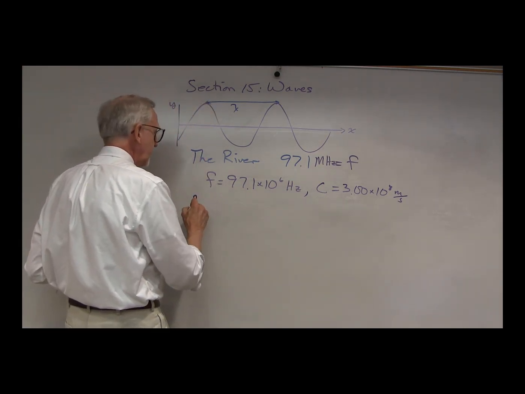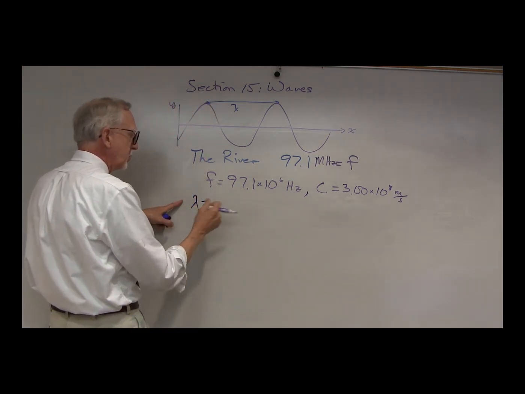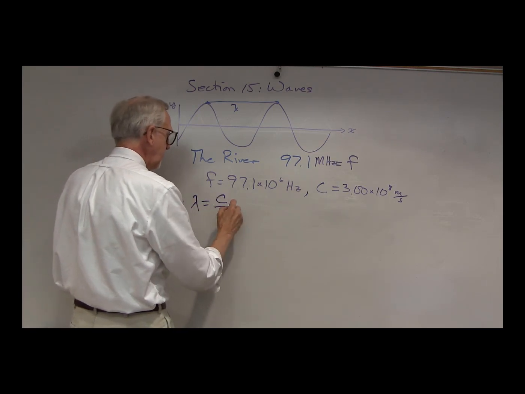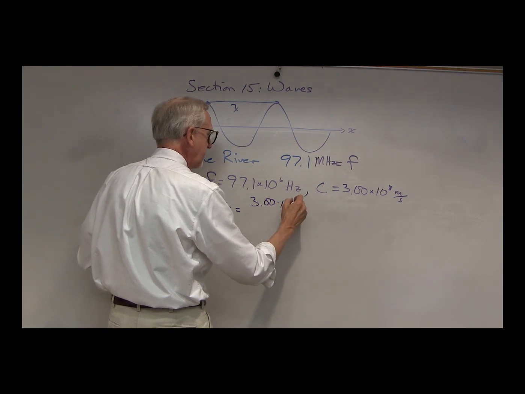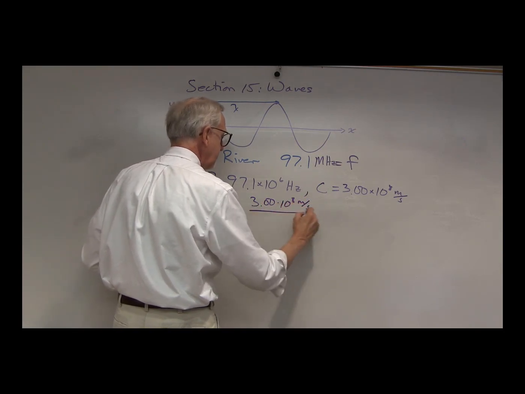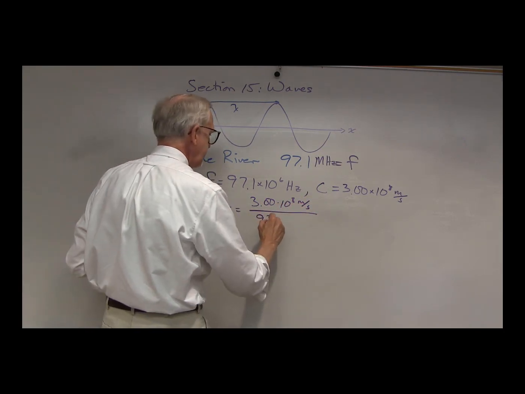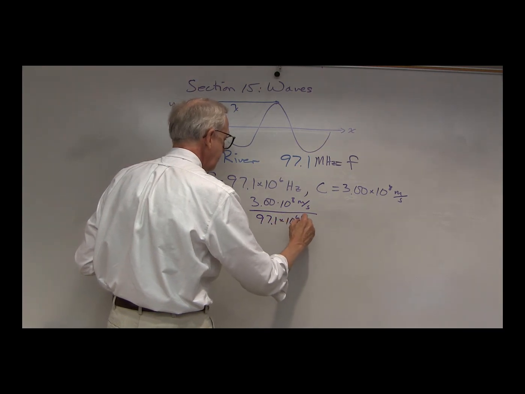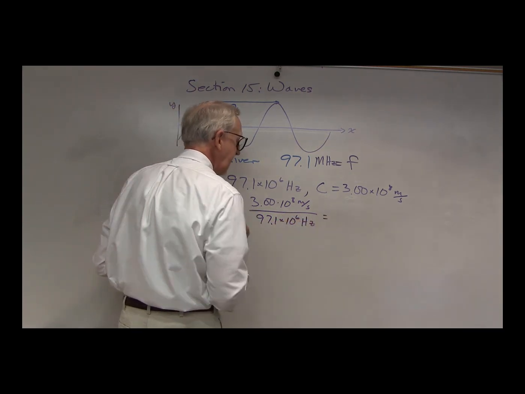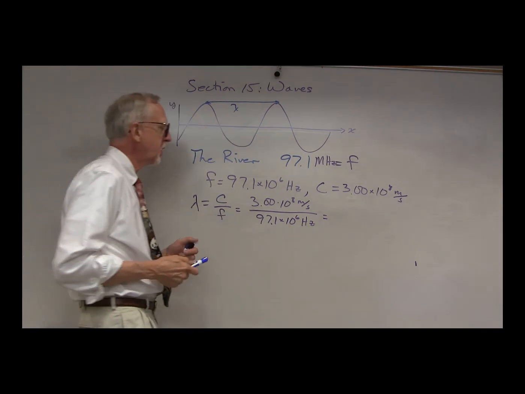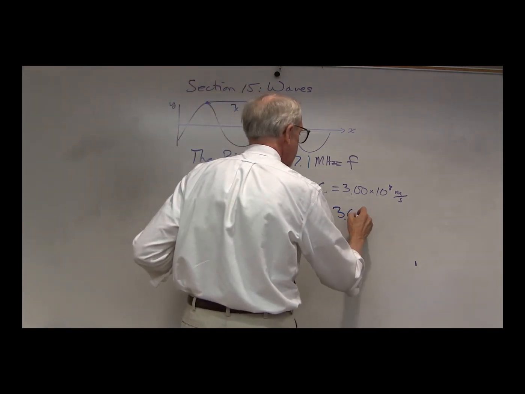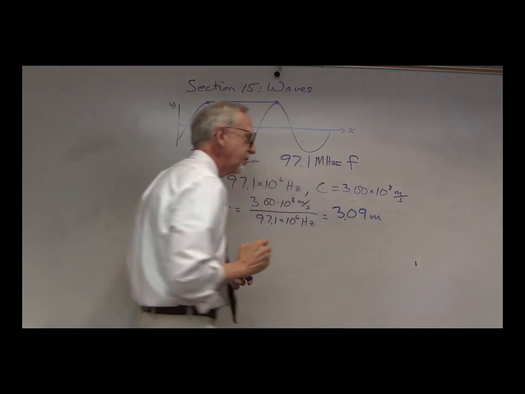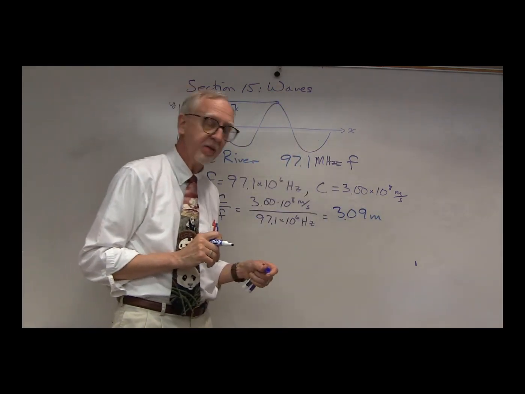Well, we know the wavelength. We know lambda f equals c, or lambda equals c over f, which is 3.00 times 10 to the 8th meters per second, divided by the frequency, 97.1 times 10 to the 6th hertz. Divide that out, and what do we get? We get 3.09 meters. That is the wavelength of the wave.